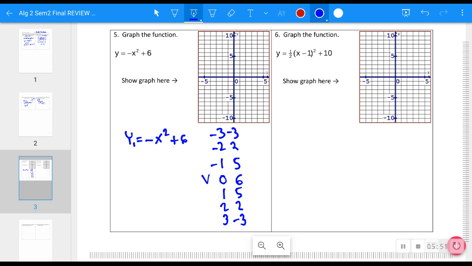And this is your vertex at 0, 6. So I'll come on up here and put 0, 6. And then it drops to 5 on either side. And then down to 2 on either side.